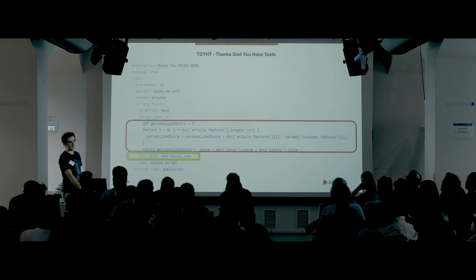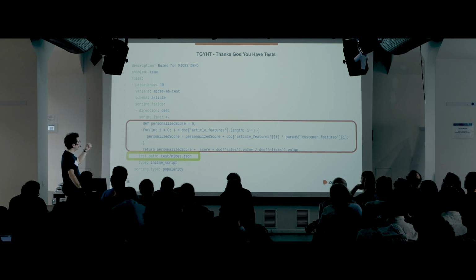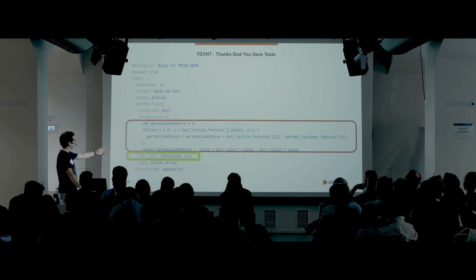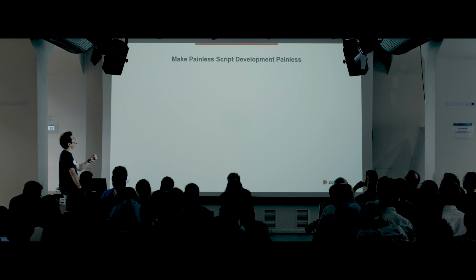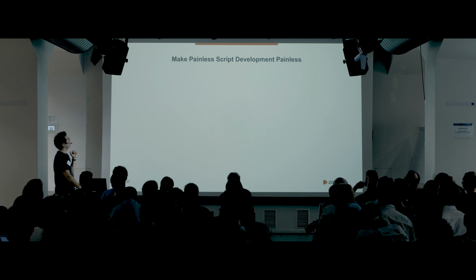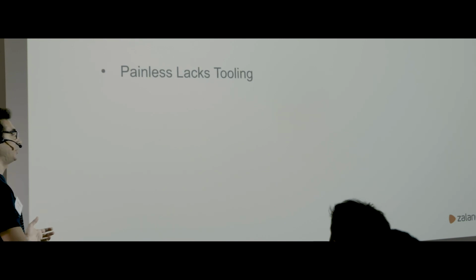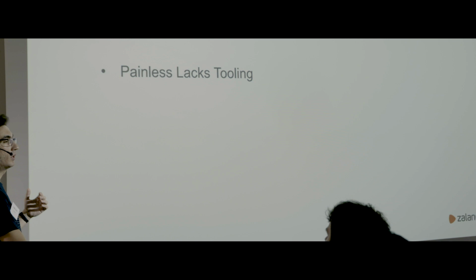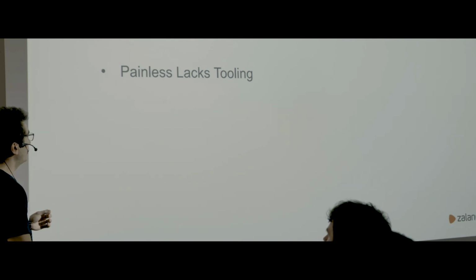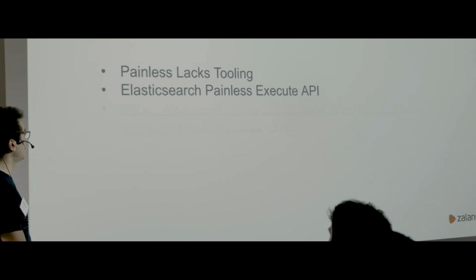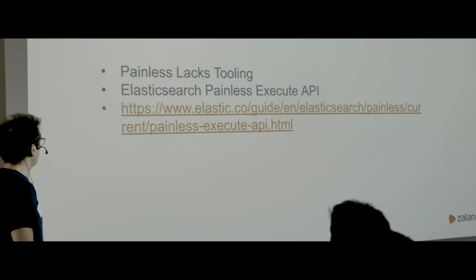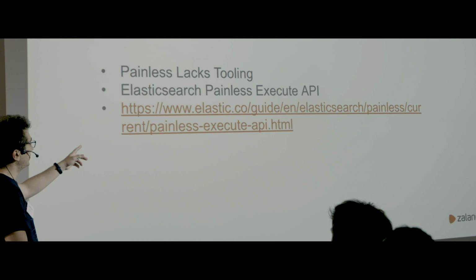We are able to test this with a test bed, and then the tests are applied. But who is applying these tests? We implemented a tool, and hopefully we make painless script development painless. It was a bit painful before this tool, as it lacked tooling. Up to Elasticsearch 6, there was no endpoint for an execution API for painless scripts. They introduced, in one of the latest versions, the painless execute API.